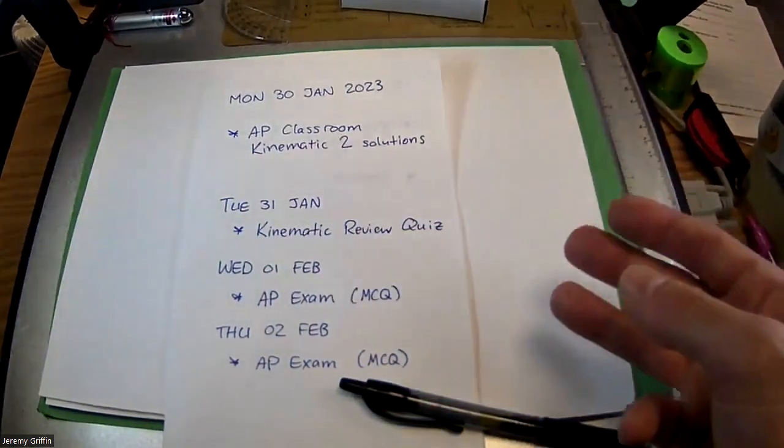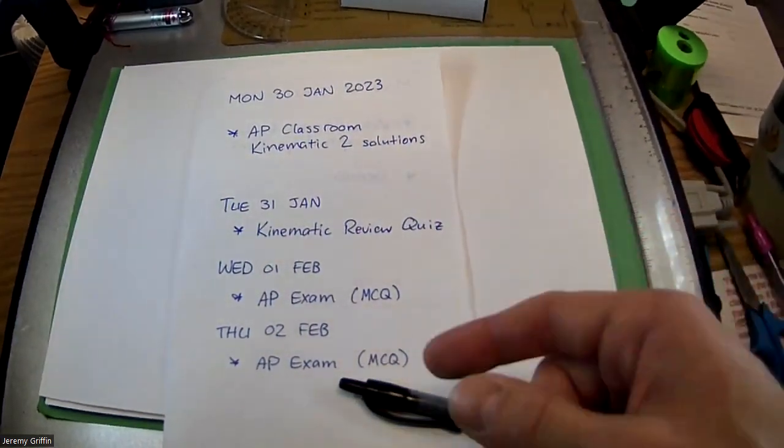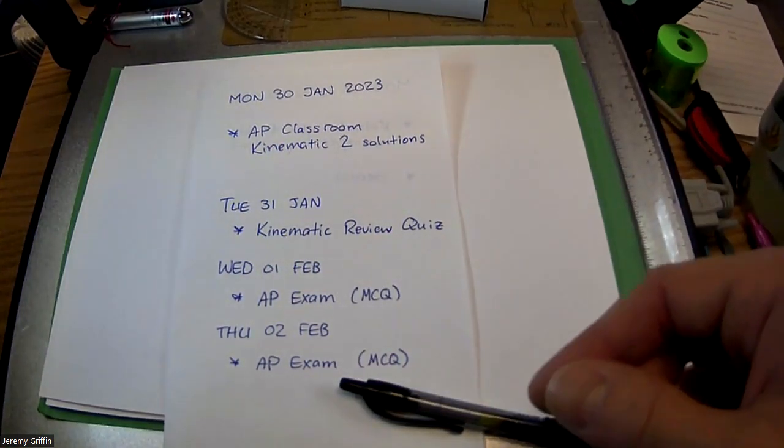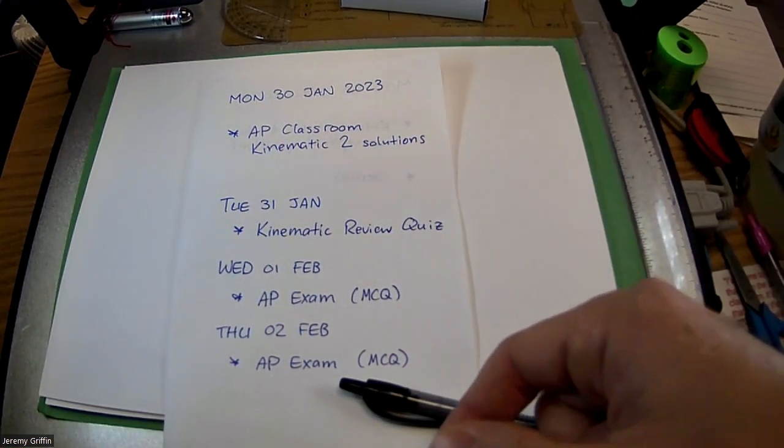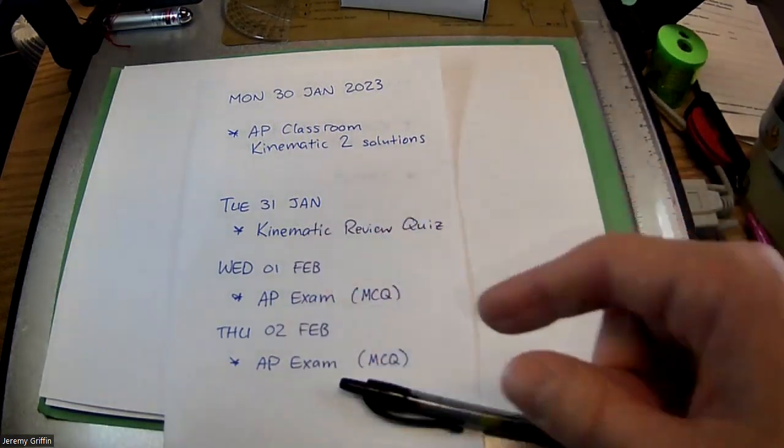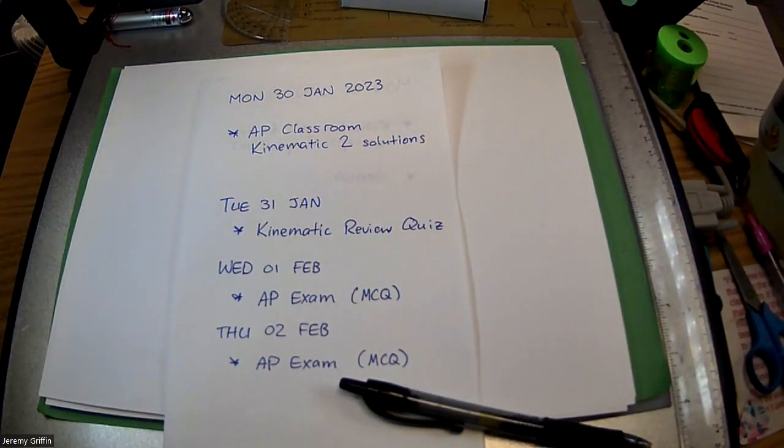And also, how about graphing? Can you graph x versus t, v versus t, a versus t? You can do that. You might even see a rotational kinematics question, if I break out a turntable.